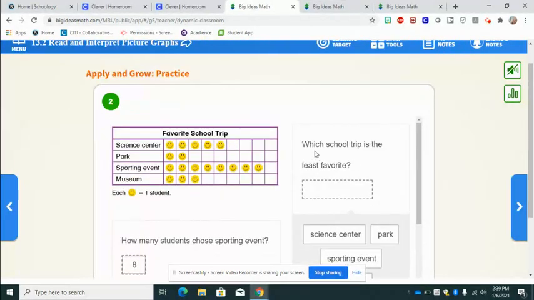Our other question says, which school trip is the least favorite, which means which one had the smallest amount beside it. Okay, so if we look at Science Center, Park, Sporting Event, and Museum, I can see that Park has only 2 smiley faces beside it, and that is the smallest number. So Park was the least favorite.